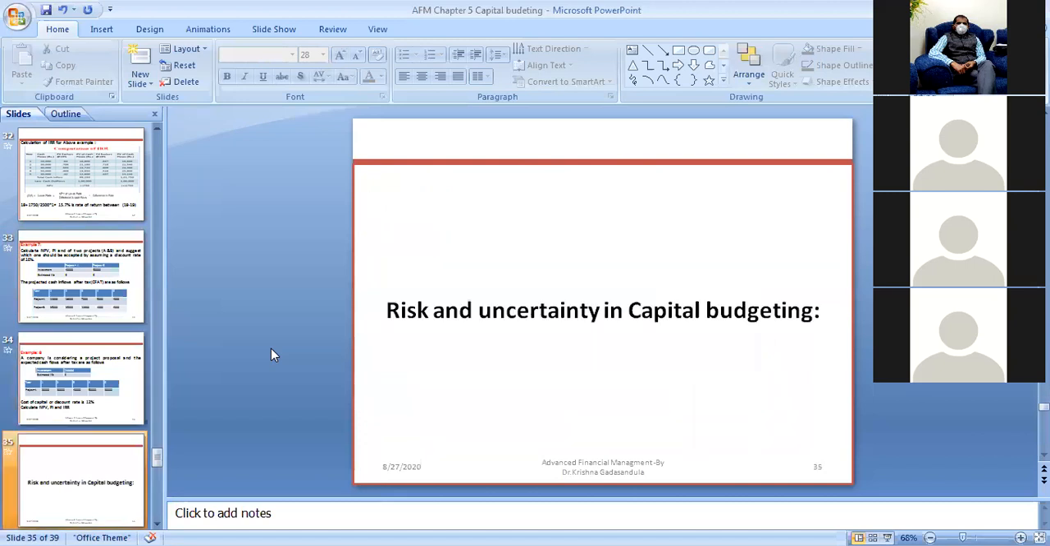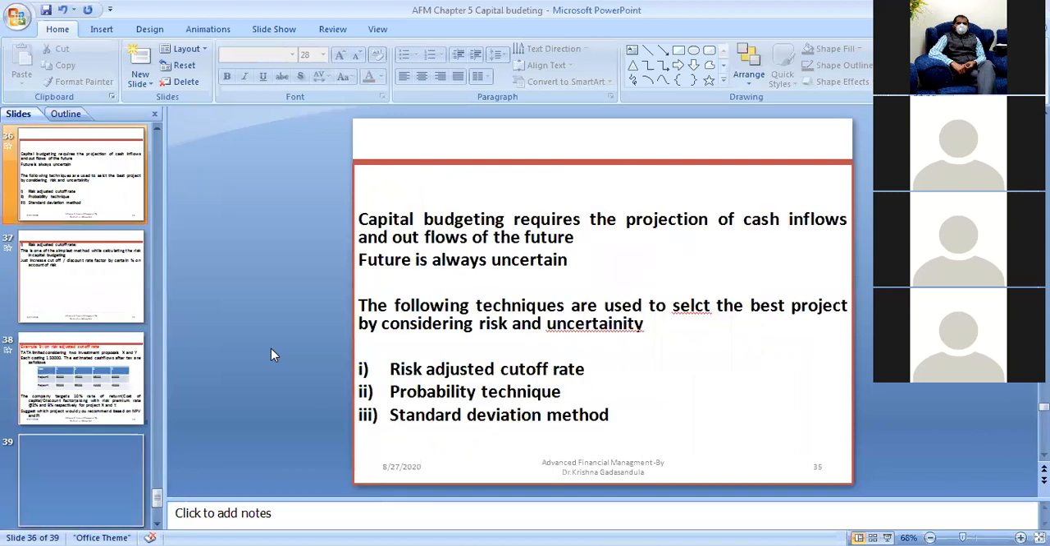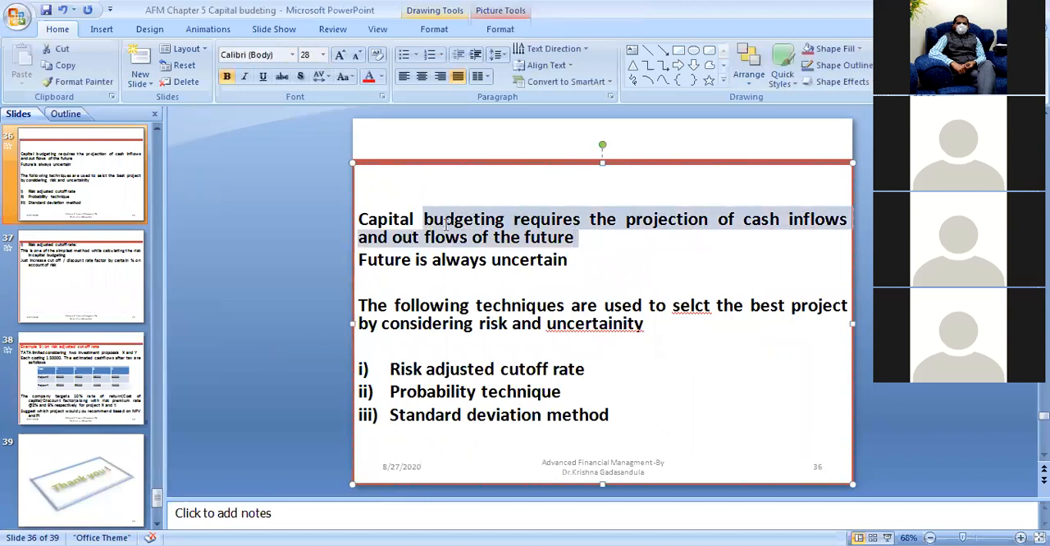So, risk and uncertainty in capital budgeting. What is that risk and uncertainty? Capital budgeting requires the projection of cash inflows and outflows of the future, and the future is always uncertain. So the following techniques are used to select the best project by considering the risk and uncertainty.